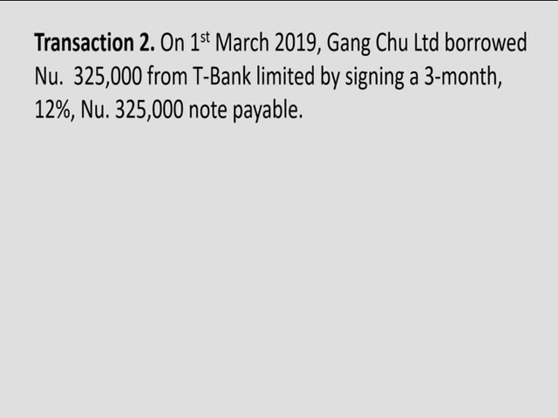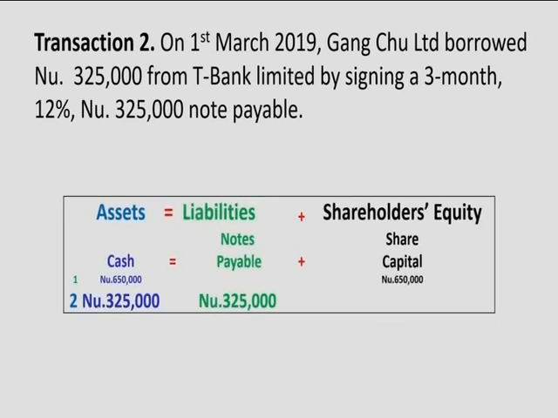Next is transaction number 2. Transaction number 2 says on 1st March 2019, Guangzhou Limited borrowed Newton 325,000 from Tashi Bank Limited by signing a 3-month 12% Newton 325,000 notes payable. This is the transaction on 1st March, and this has to be recorded in the accounting equation as it is an economic transaction which is going to affect the accounting equation. Now see, it's getting recorded like this.